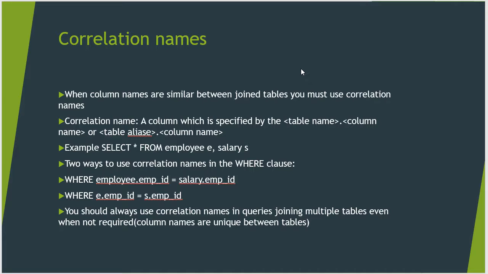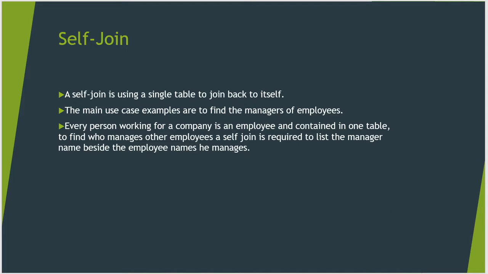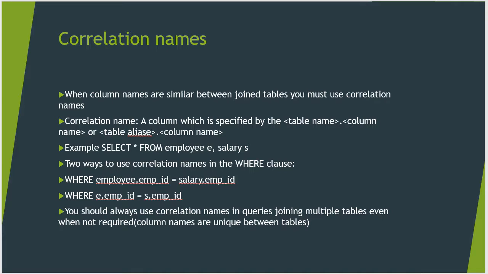So you should always use correlation names in queries, even if the tables don't match. It's just good coding practice and much easier for other individuals working in your coding team to understand your code. One last note, if the column names are unique between tables, it's not required. But as I just said, for proper coding practice and make it easier, always use correlation names when you're joining multiple tables.